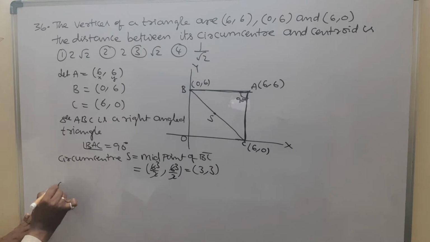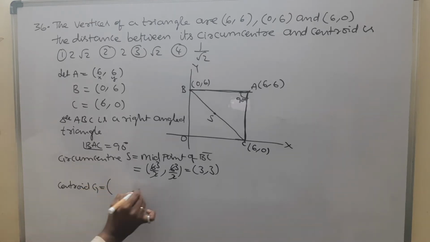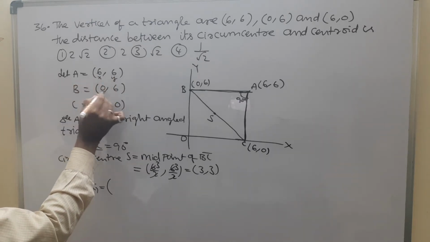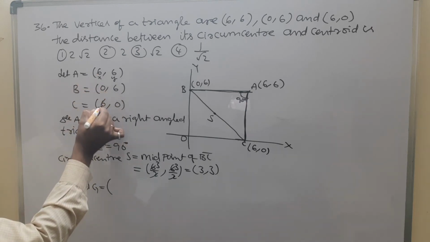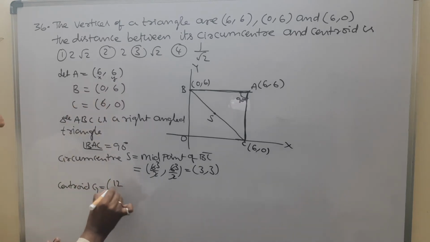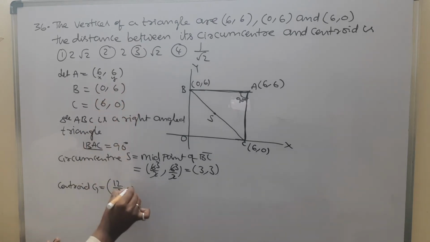To find the centroid G, the formula is (x1 plus x2 plus x3 by 3, y1 plus y2 plus y3 by 3). Here the first vertex is (x1, y1), second vertex (x2, y2), third vertex (x3, y3). Applying the formula, x: 6 plus 0 plus 6 is 12, 12 by 3. Similarly y: 6 plus 6 is 12, 12 plus 0 is 12, 12 by 3. 3 ones are 3, 3 fours are 12.